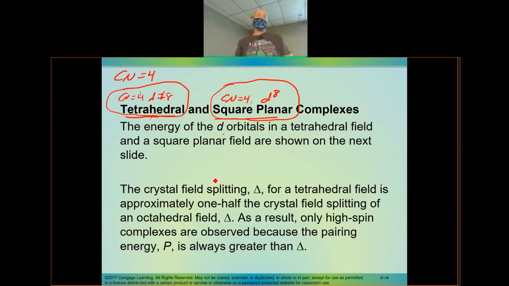All right, now we don't have to worry about high spin or low spin because tetrahedral is always high spin, and square planar is always low spin. It makes no difference what the ligands are. If you're square planar, you're low spin, period. If you are tetrahedral, you're high spin, period. No exceptions to that. The delta for your tetrahedral is very small, half of that of your octahedral field, so they're all high spin, doesn't matter what the ligands are. And in your square planar, your delta is very large, and it is always a low spin for square planar.